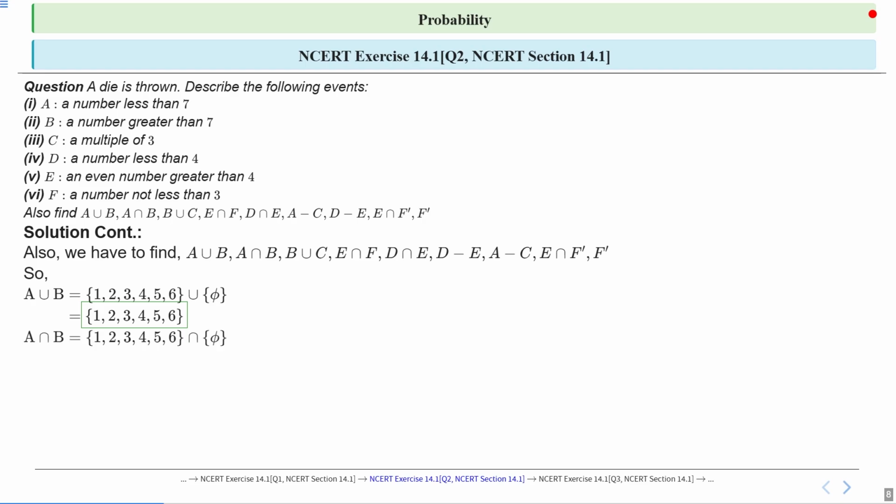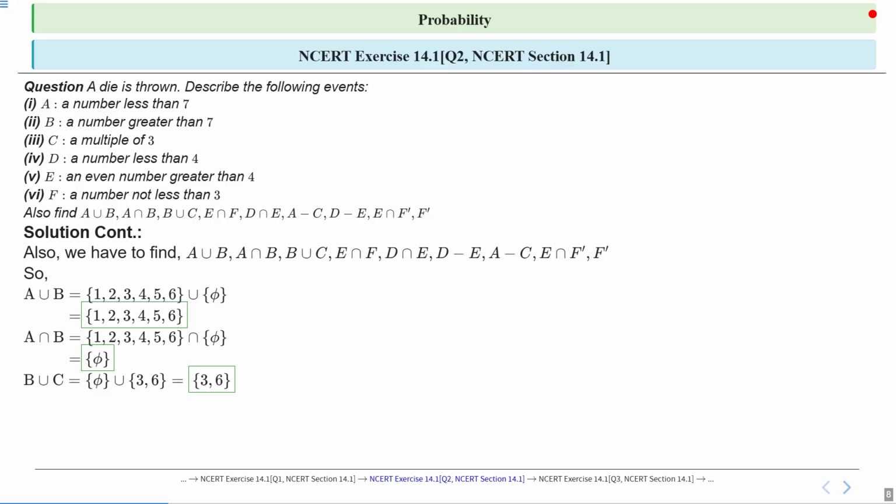And now A intersection B. What is the definition of A intersection B? A intersection B means we will take those numbers which are in A and also in B. So A intersection B is the set {1, 2, 3, 4, 5, 6} intersection the empty set. We know that if we take the intersection of a set A with the empty set, as a result we get the empty set. So A intersection B is equal to the empty set. Clear?